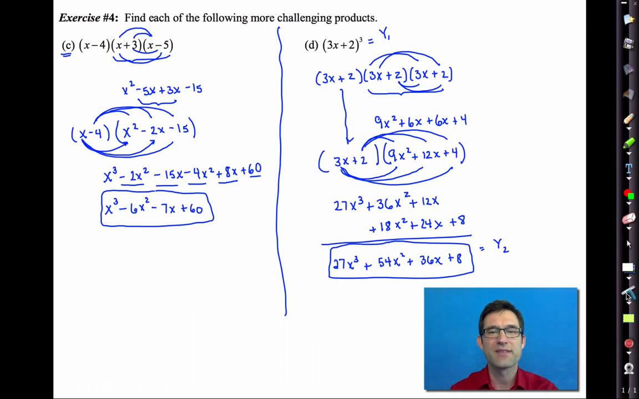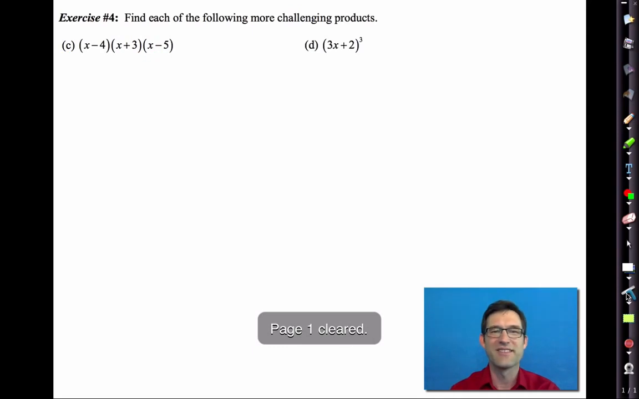All right, I'm clearing out the text. Or I'm trying to clear out the text. There it is.